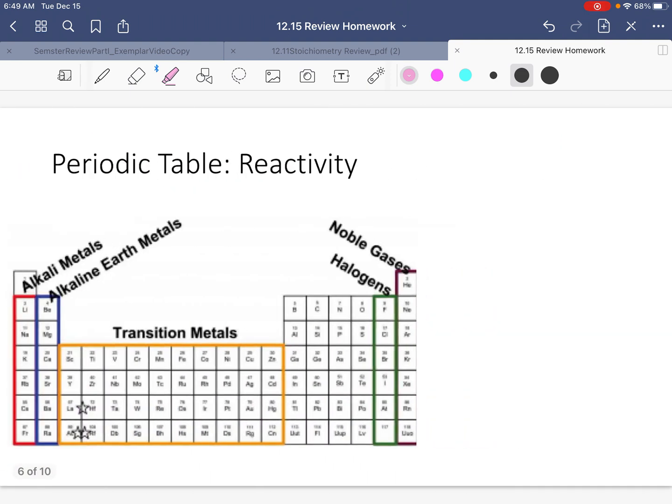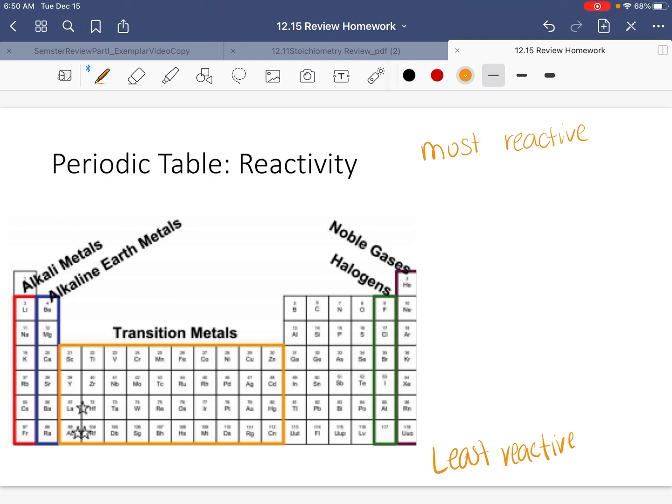So reactivity, this is where we want to get to. Reactivity is how fast they will react with another element. So your most reactive, we can start our list from most reactive to least reactive. So both halogens and alkali metals are very reactive, but the one that is most reactive would be your halogens.